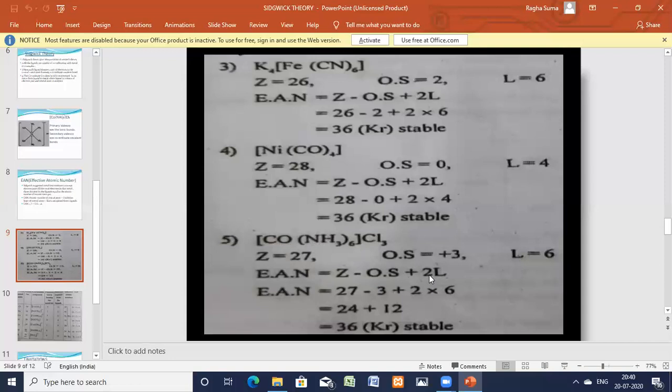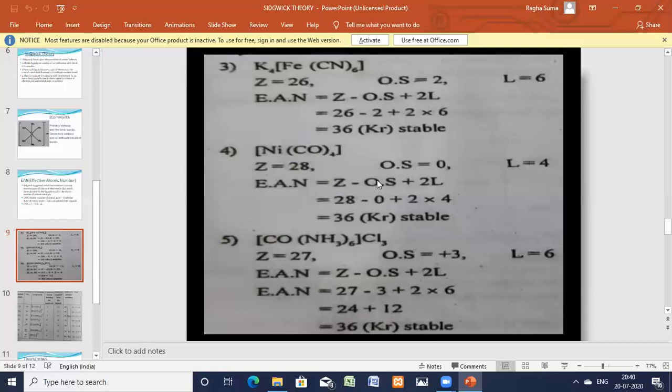Each ligand will give a pair of electrons. So EAN is equal to 27 minus oxidation state, that is 3, plus 2 into ligands. How many are you having? Within the sphere only 6 ammonia ligands. So 27 minus 3 is 24. 6 into 2 is 12. 24 plus 12 is 36. Nearest inert gas configuration is krypton, atomic number 36.